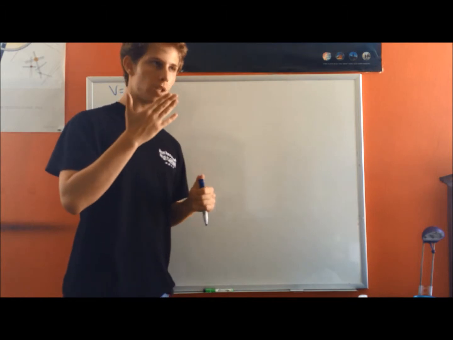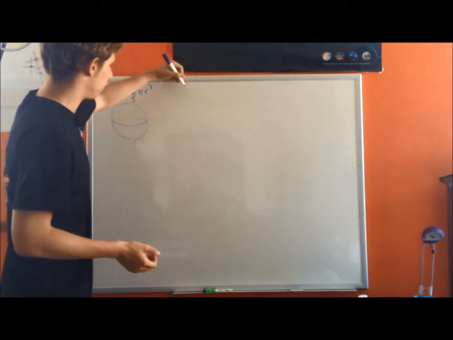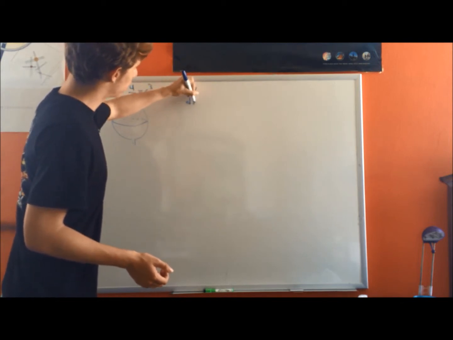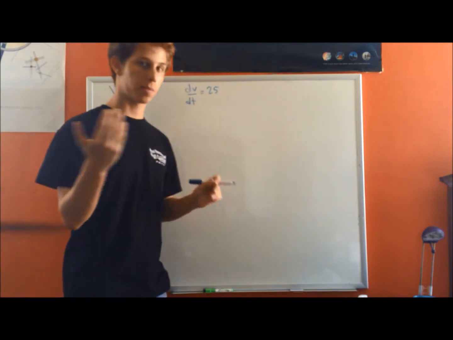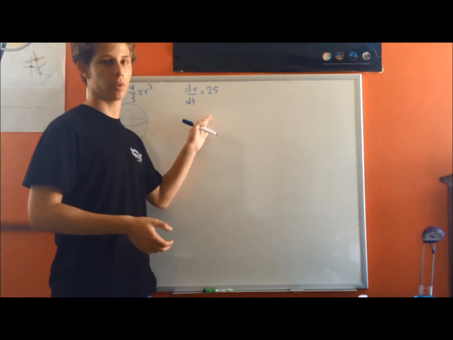So the way we approach this is we denote that 25 as dV dt. So we're going to say dV dt is equal to 25. Now, it's important to note that it's positive 25 because it's growing. If it were to shrink, it would be negative 25.